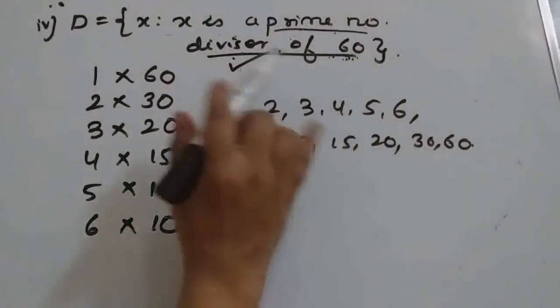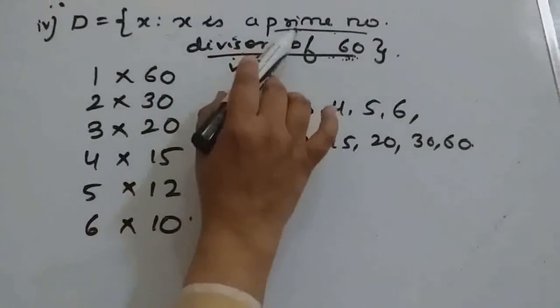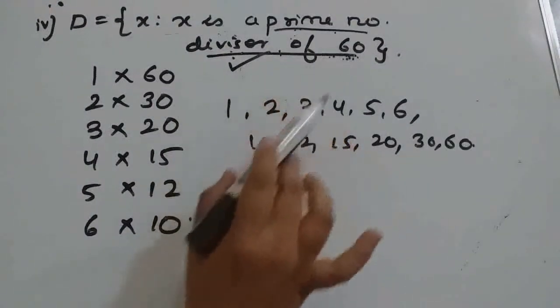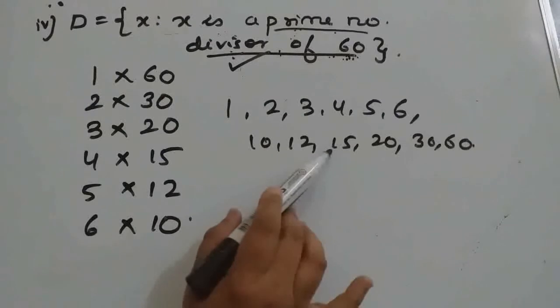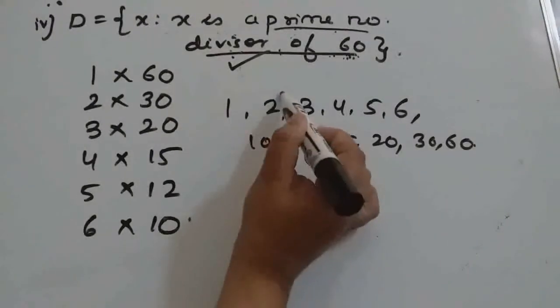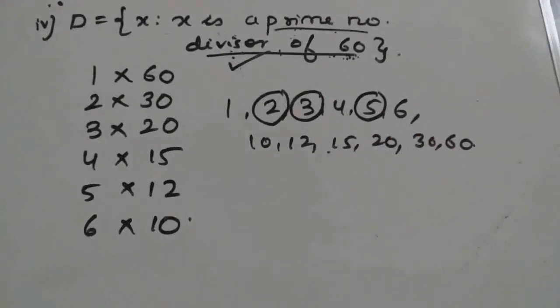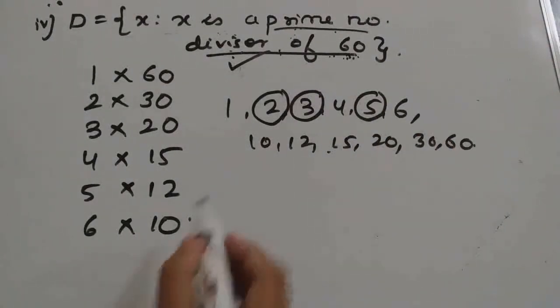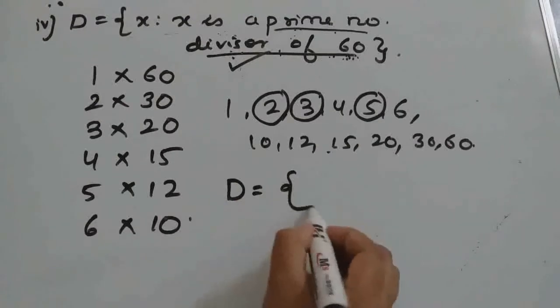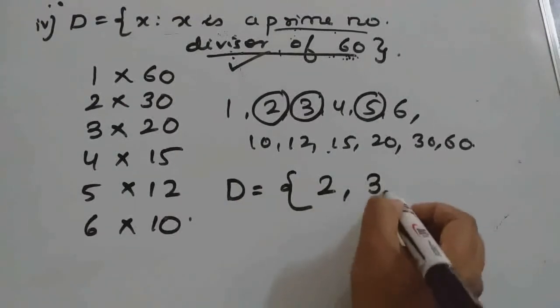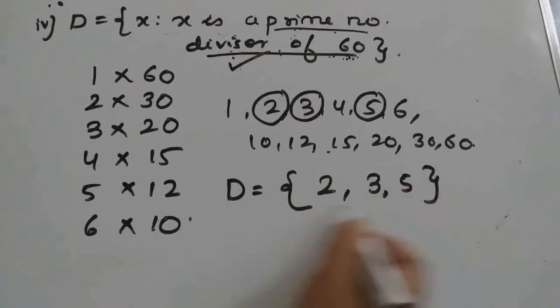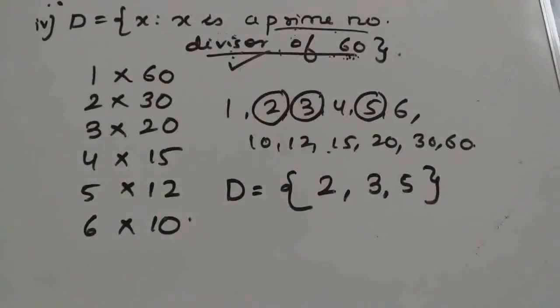Now x is a prime number and a divisor of 60. From these divisors we should select prime numbers, isn't it? So prime numbers are 2, 3 and 5 only. So what all elements will come in the D set? 2, 3 and 5. So this is the D set in roster form.